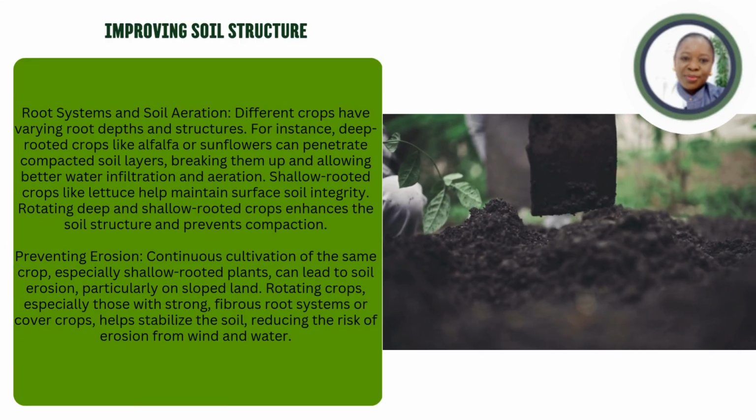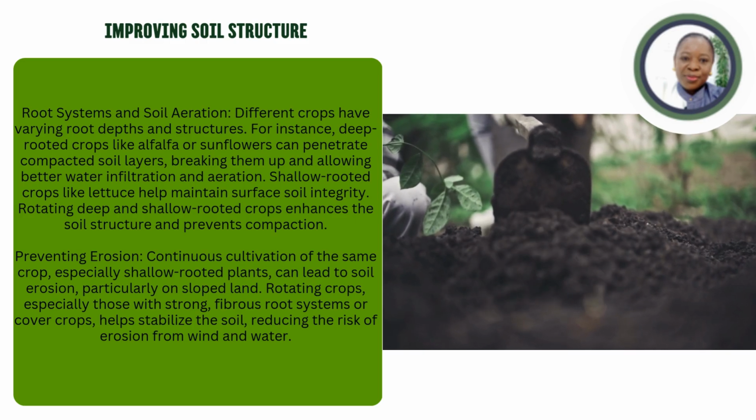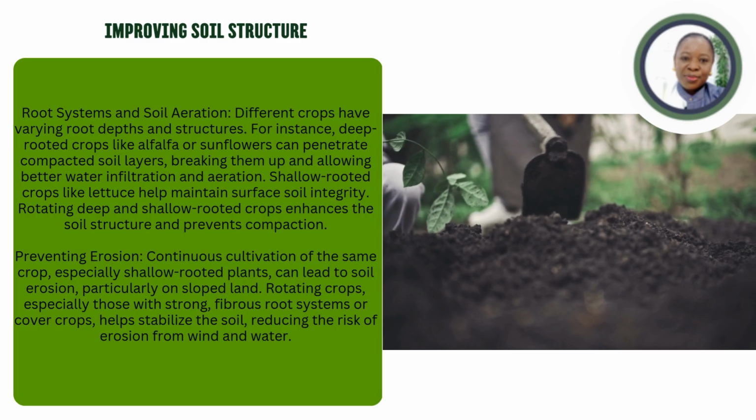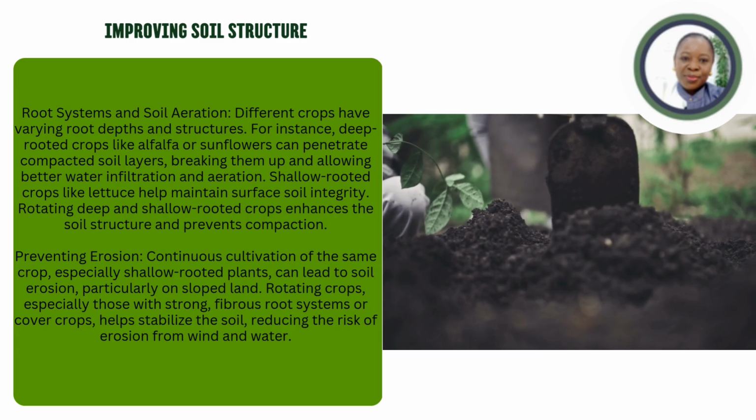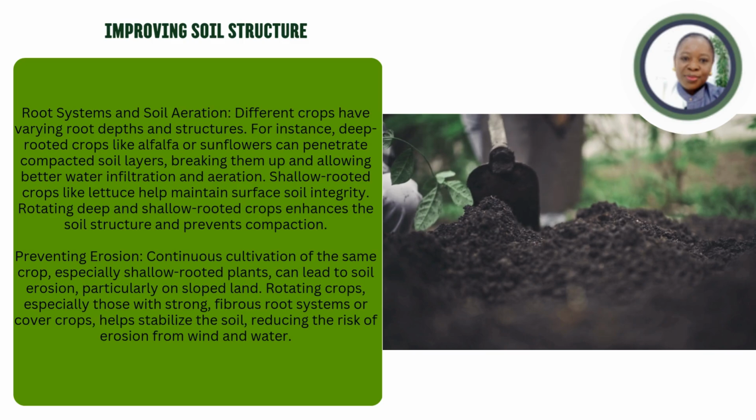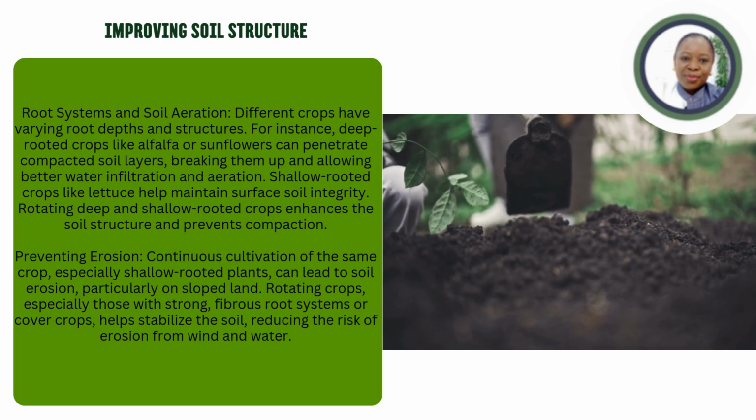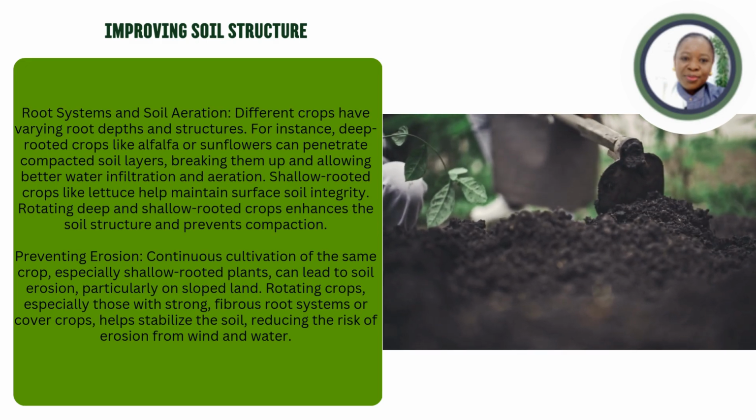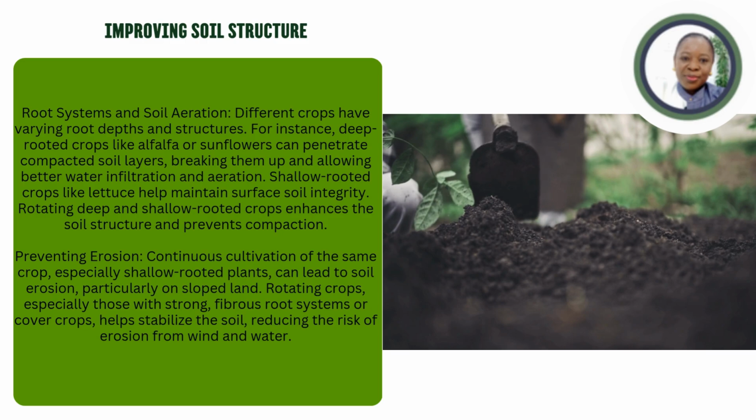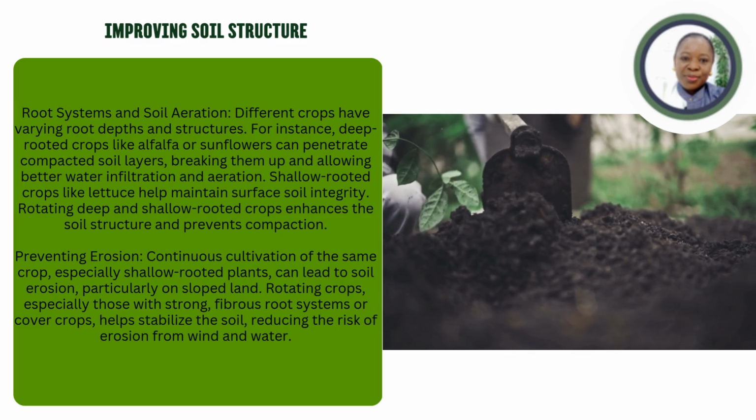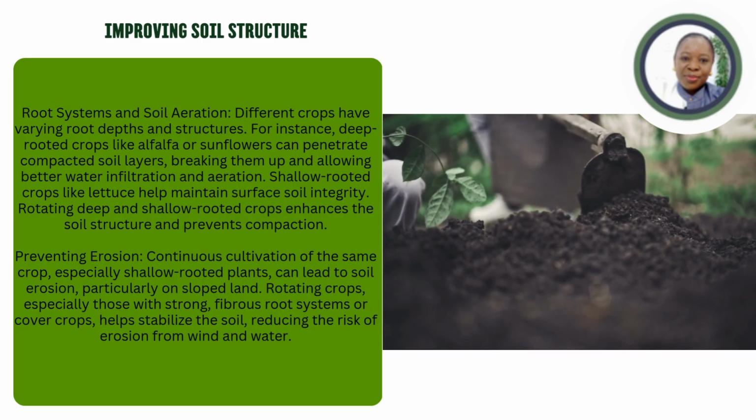Root systems and soil aeration, improving soil structure. Different crops have varying root depths and structures. For instance, deep-rooted crops like alfalfa or sunflower can penetrate compacted soil layers, breaking them up and allowing better water infiltration and aeration. Shallow-rooted crops like lettuce help maintain surface soil integrity. Rotating deep and shallow-rooted crops enhances the soil structure and prevents compaction.